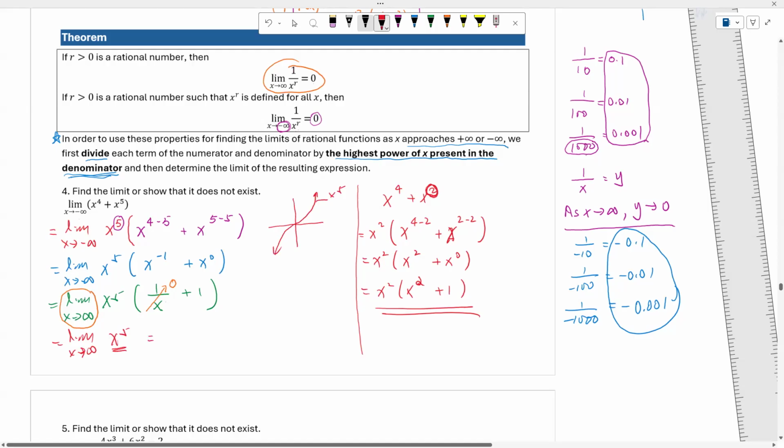So as x goes to, oh, it should be negative infinity, my bad here. Okay. So as x goes to the negative side, then my output goes to negative infinity.